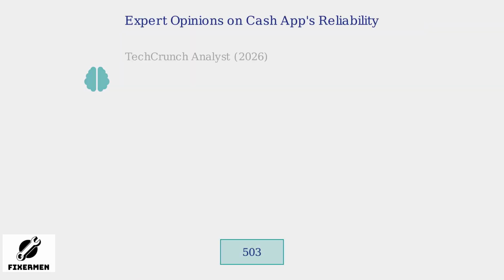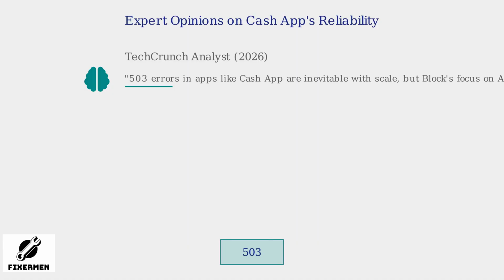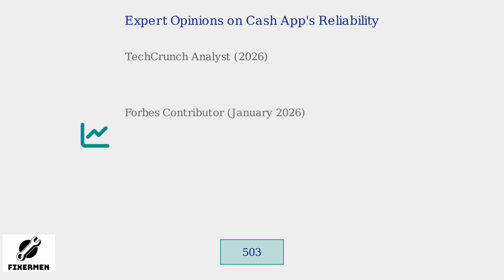Tech analysts believe that while 503 errors are inevitable with scale, Cash App's focus on AI scaling is a positive sign for future reliability. A TechCrunch analyst in 2026 stated that 503 errors are unavoidable as apps grow, but Block's investment in AI scaling and zero downtime architectures promises fewer disruptions. Transparency through status pages is also essential for building user trust, as noted by a Forbes contributor. They highlighted that while 503 is a common error, it's resolvable in most cases through simple troubleshooting, and Cash App's open status updates serve as a model for the industry.